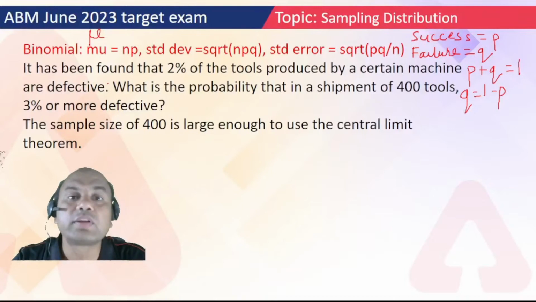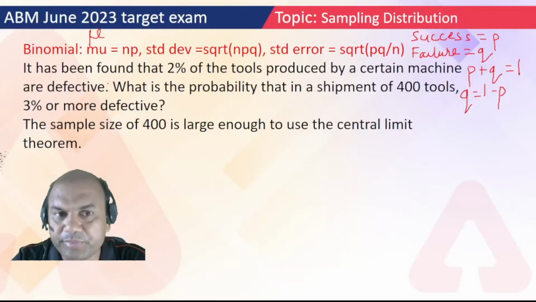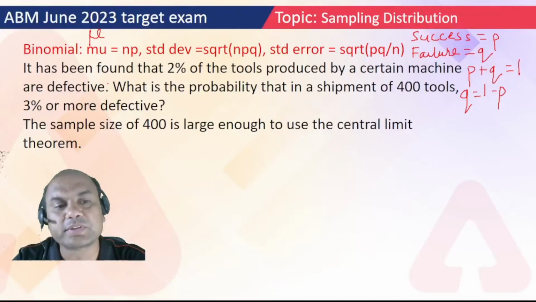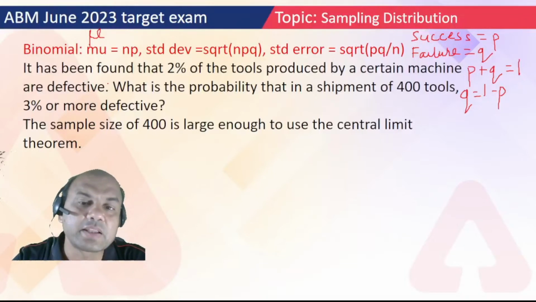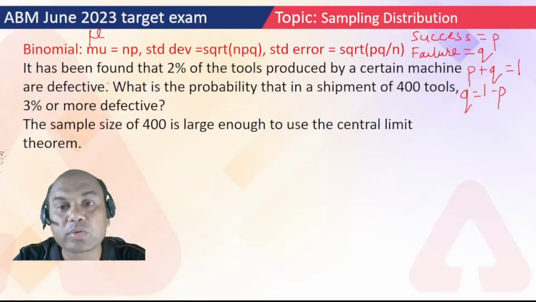What is the probability that in a shipment of 400 tools, 3% or more are defective? Out of those infinite tools, I have chosen 400 tools. We want 3% or more to be defective. So now, how to solve this? Remember, 400 is a big number, and 400 is the sample.